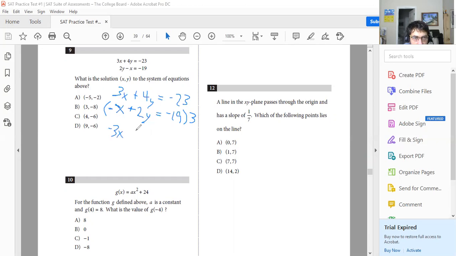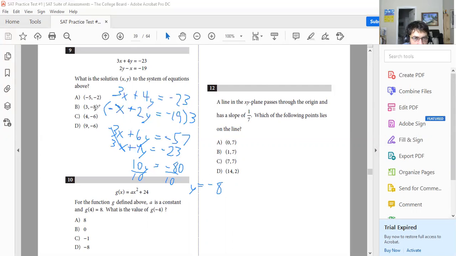So this one gives negative 3x plus 6y. 10 times 3 is 30, 9 times 3 is 27. 30 plus 27 will be a negative 57. And if we bring this equation down, negative 23, these cancel out. We have 10y equals negative 80. If we add them together, divide by 10, y equals negative 8.